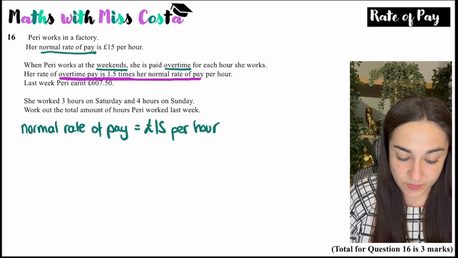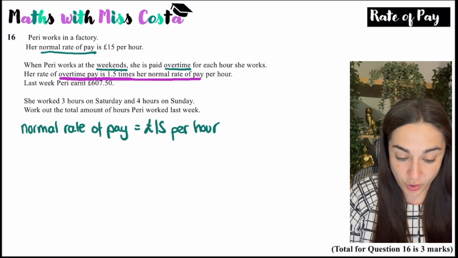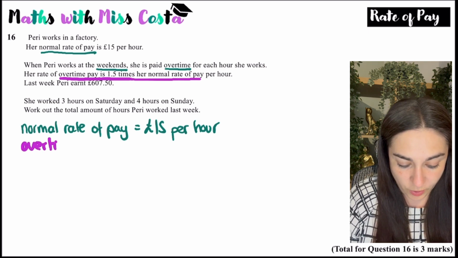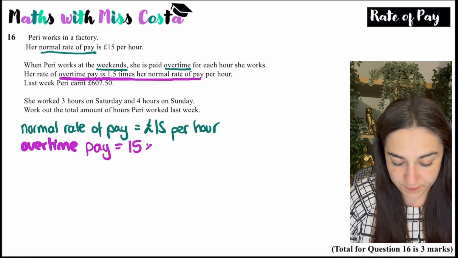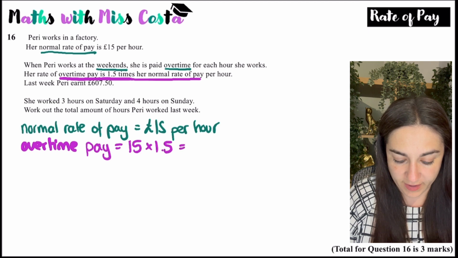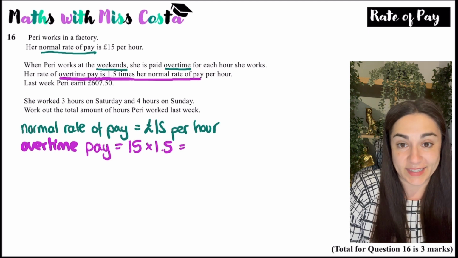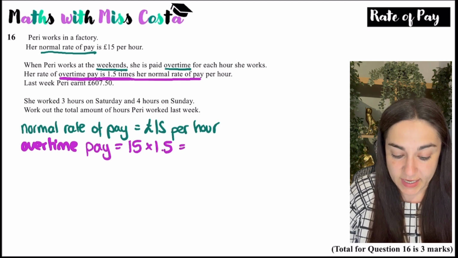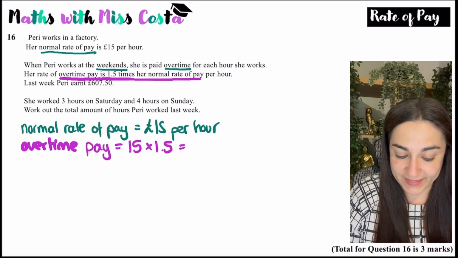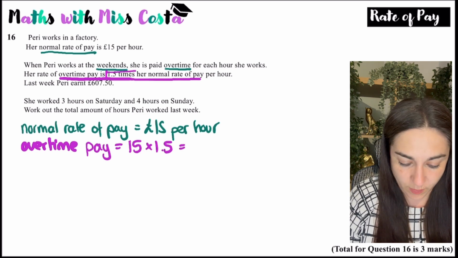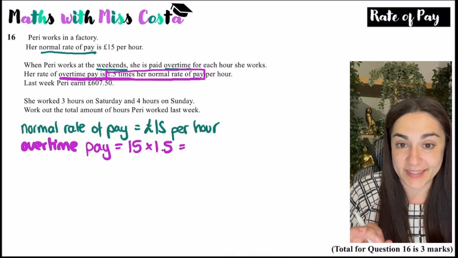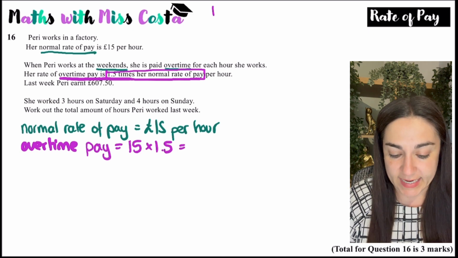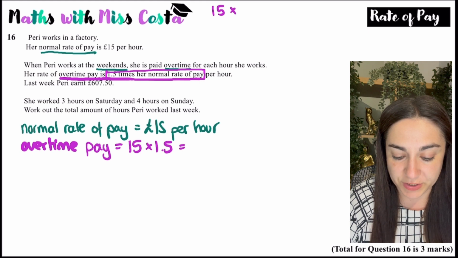Then what I can do is I've been given information about her overtime. So her overtime pay is going to be 15 times by 1.5. So I can work that out. Now, this is a non-calculator paper, and I'm doing 15 times by 1.5 because it says her rate of overtime pay is 1.5 times her normal rate of pay. So that means whatever the normal pay is, you multiply that by 1.5.